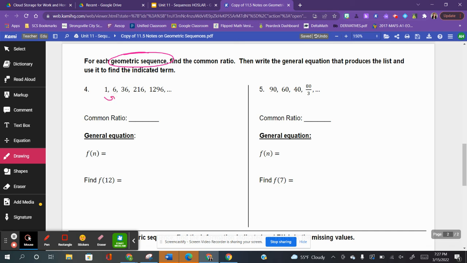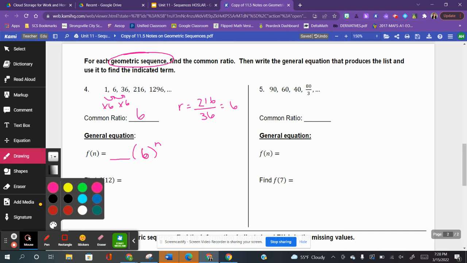For some people, it's easy to see that 1 times 6 is 6 and 6 times 6 is 36. Or to find the common ratio, I could take any number, 216, divided by the number previous, 36, and I would get 6. So my common ratio is 6. What that means is that I can fill in my general equation as my a value, I have to find that, times 6 to the n. Okay, so my common ratio is that number in parentheses.